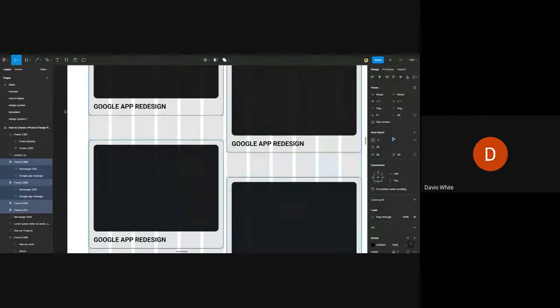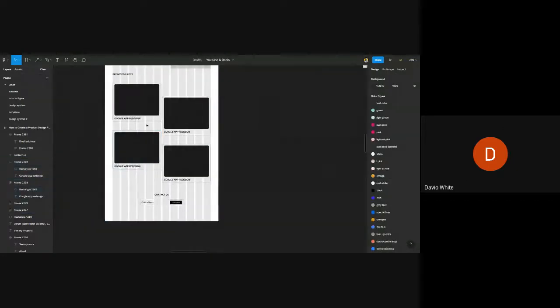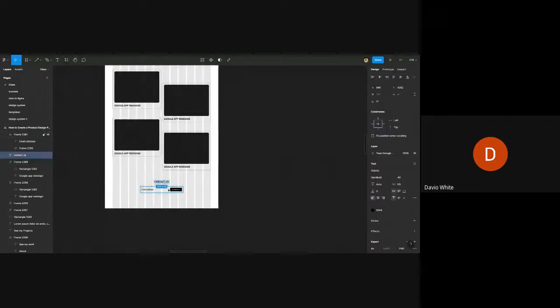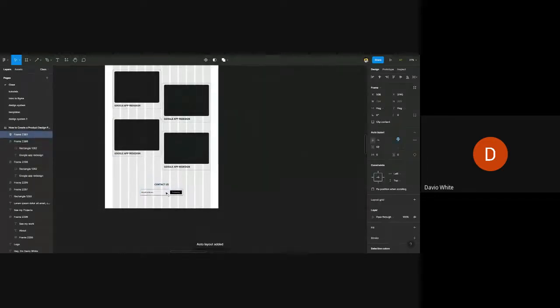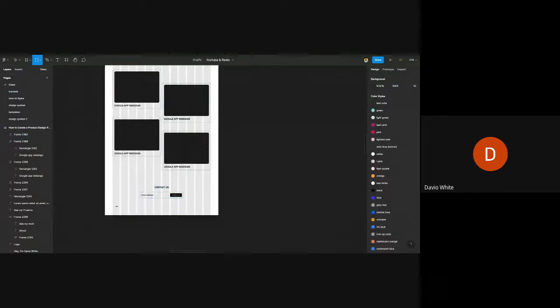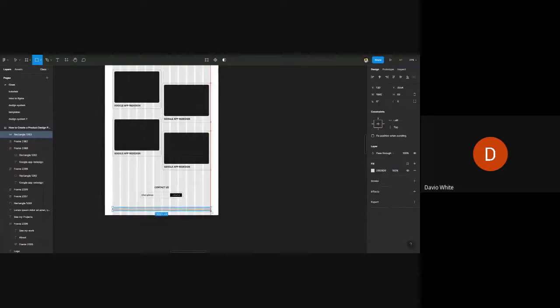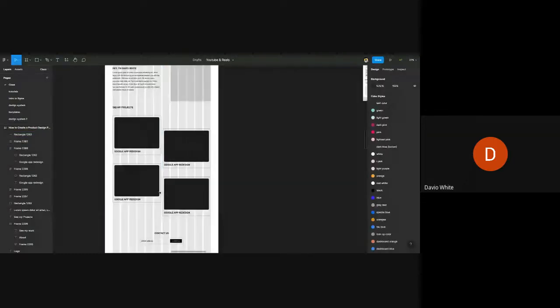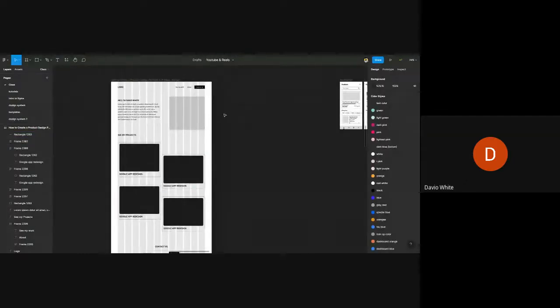So this is the first flow where you get to showcase your projects, like the 5 projects that you've done. I'm keeping mine at 4 to keep a balance between my layouts. This part is the footer. So I'll just make this black.